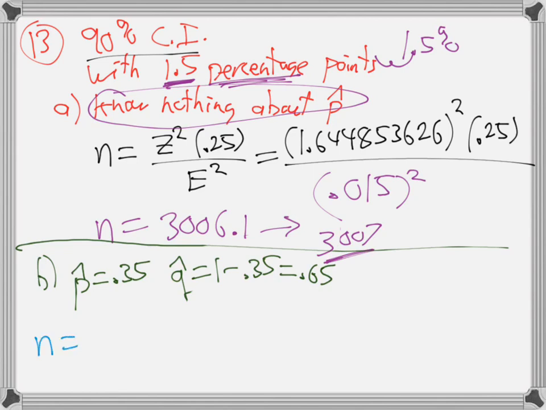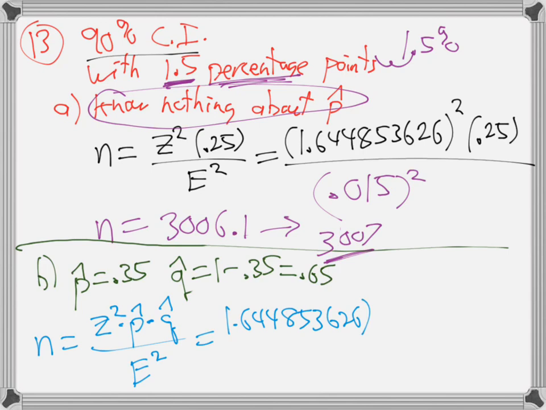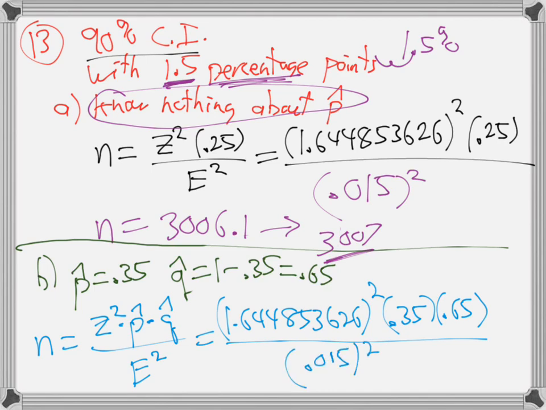N is going to be, what is it? It's going to be the Z, excuse me, Z hat squared times P hat times Q hat over E squared. And so what is that? What's the Z? Same number it was a minute ago. 1.644853626 squared times P hat 0.35 times Q hat 0.65 over E. What was the error? Same error, 0.015 squared.